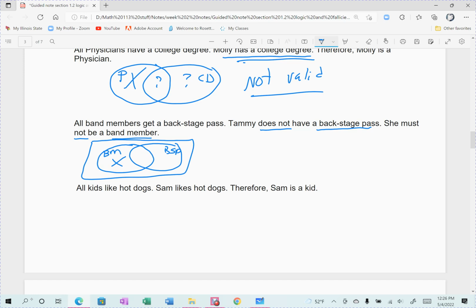All right, so what do we know about Tammy? Tammy does not have a backstage pass. And so Tammy's here, outside of the backstage pass circle. All of the band members are inside the backstage pass circle. And since she's not there, she's not a band member. And so the argument is true. All people who don't have backstage passes cannot be band members. So that's valid.